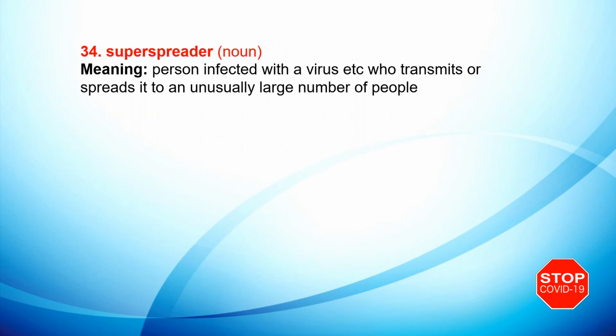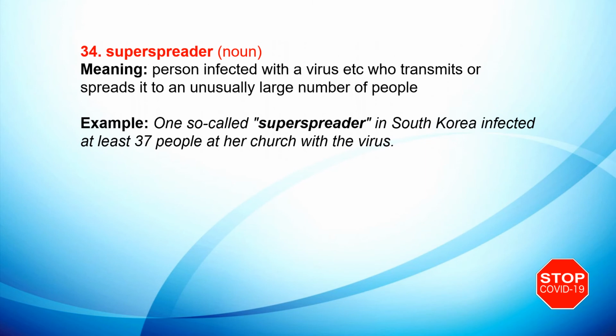Number 34, superspreader. Superspreader as a noun, meaning a person infected with a virus, etc., who transmits or spreads it to an unusually large number of people. For example, one so-called superspreader in South Korea infected at least 37 people at her church with the virus.